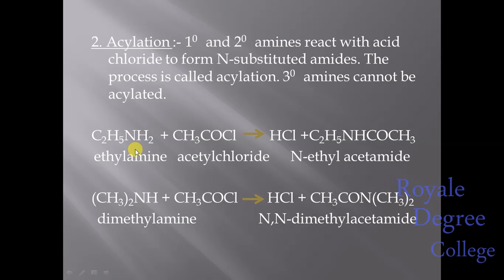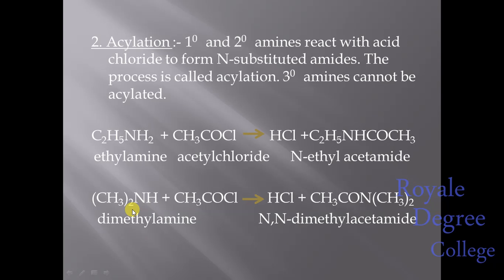C2H5NH2, which is named as ethylamine. In that we are adding CH3COCl, acetyl chloride. Then what will happen? One hydrogen from ethylamine coming out, reacting with Cl of acetyl chloride, and we are getting HCl. And our main compound is C2H5 and H remains there. In that COCH3 is added, and we are getting C2H5 and HCOCH3, which is named as N-ethyl acetamide.